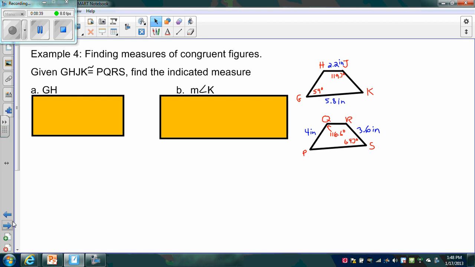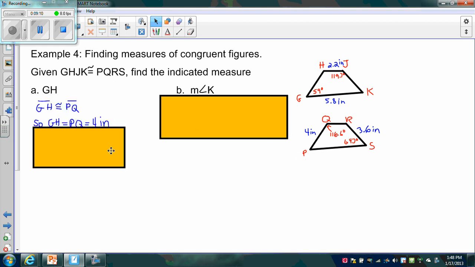Example 4 is finding measures of congruent figures. So what if we didn't know all the side lengths? And what if we didn't know all the angles? Would we be able to figure that out if we knew two figures are congruent? Congruent means that they're exactly the same figure. They have exactly the same size and exactly the same shape. So the length of GH, what is that? Well, we can look at the figure below, and we know GH is equivalent to PQ, so it has to be 4 inches.